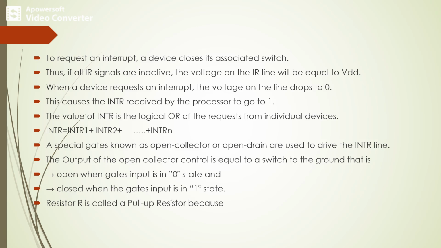Special gates known as open collector or open drain are used to drive the INTR line. The output of the open collector gate is equivalent to a switch to the ground that is open when the gate's input is equal to 0 and closed when the gate input is equal to 1. Register R is called the pull-up register, which is used to boost the voltage to VDD.